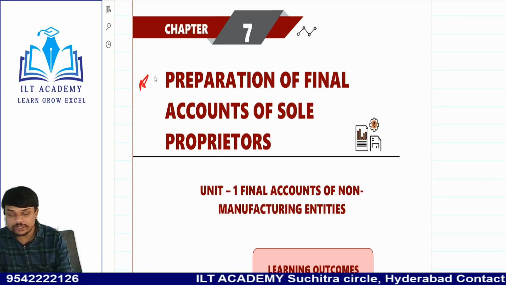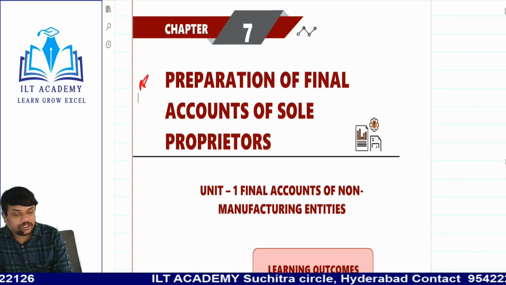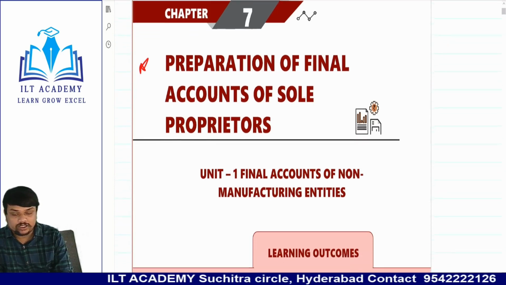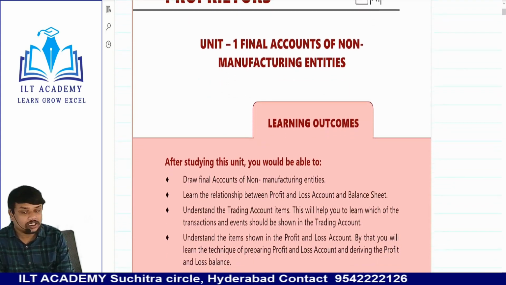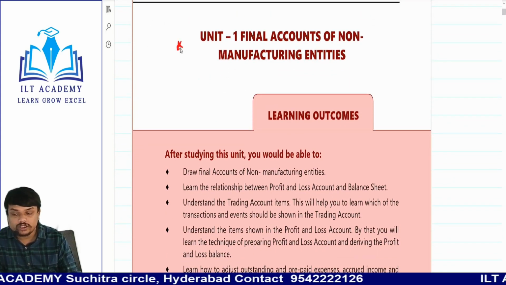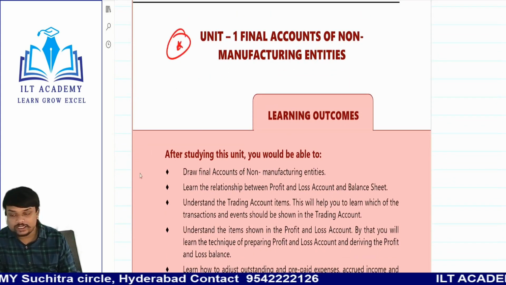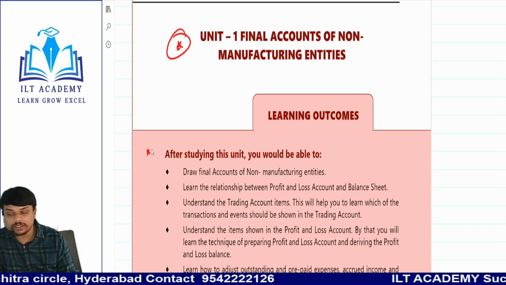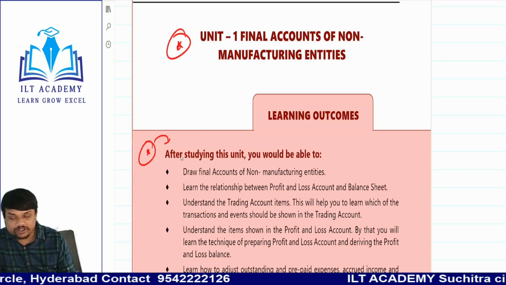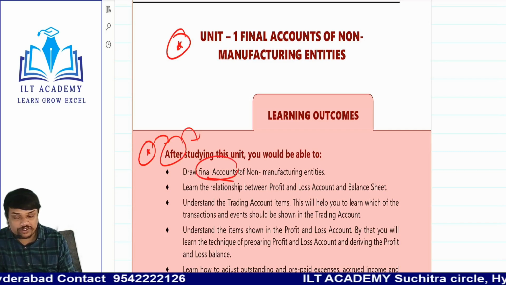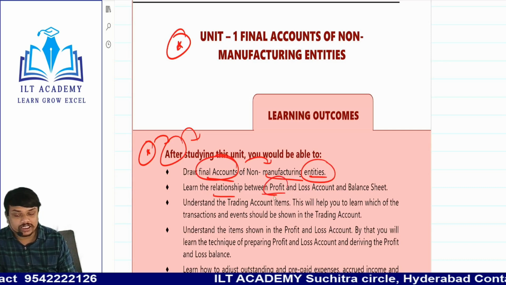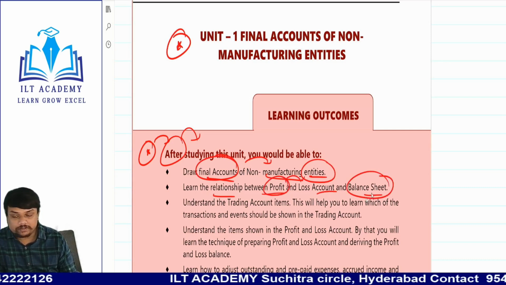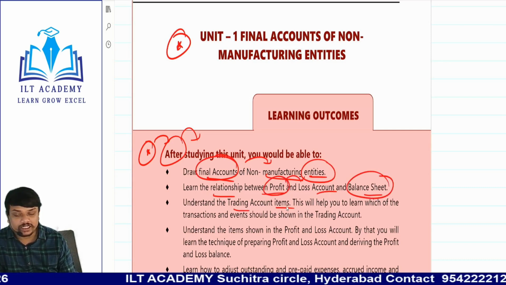In this, you are going to learn how to prepare the trading account, P&L account and balance sheet. First we are going to do non-manufacturing entities. So how to prepare final accounts of non-manufacturing entities. In this chapter we are going to learn how to draw the final accounts of non-manufacturing entities, and you are going to understand the relationship between the profit and loss account and balance sheet. You are going to understand the trading account items.